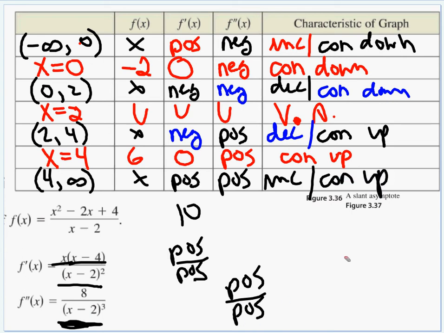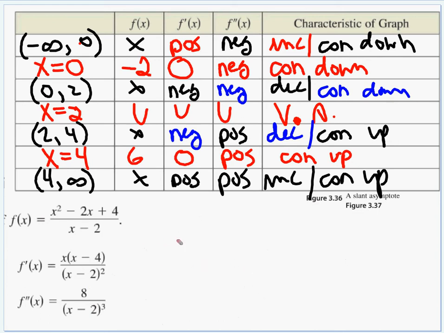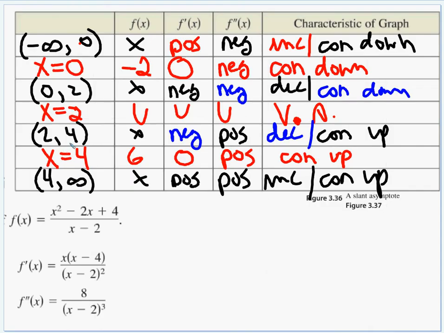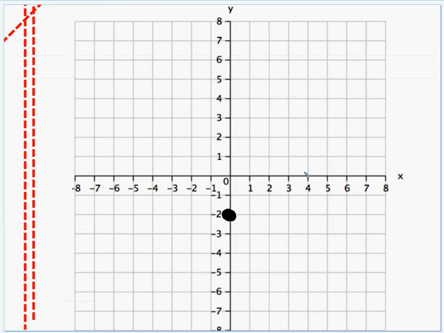Okay, let's put our graph together. Let's start with our x and y intercept and our asymptotes. We had no x-intercepts. We crossed y at negative 2. We also did come up with the point 4, 6 right here. 4, 6 is a point.